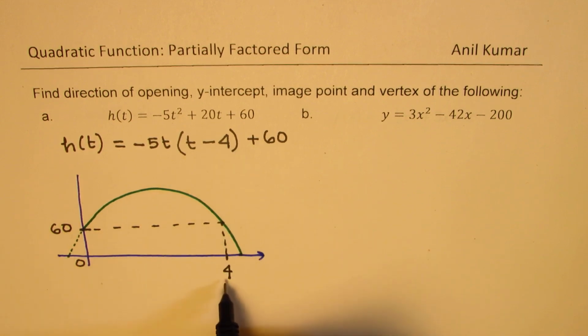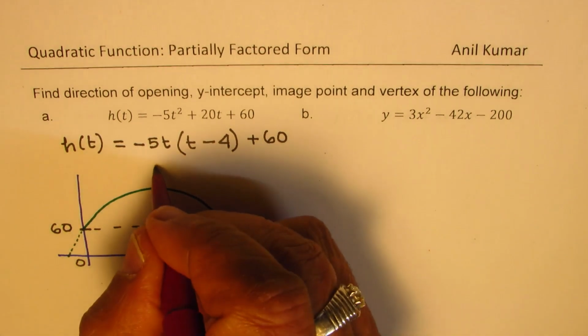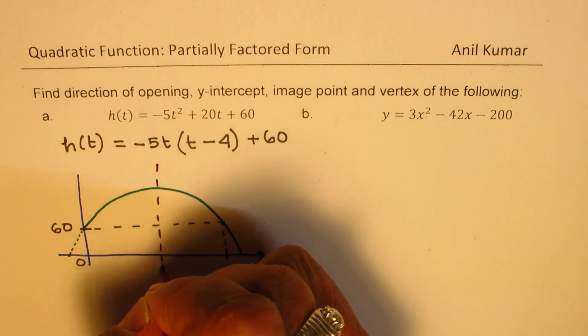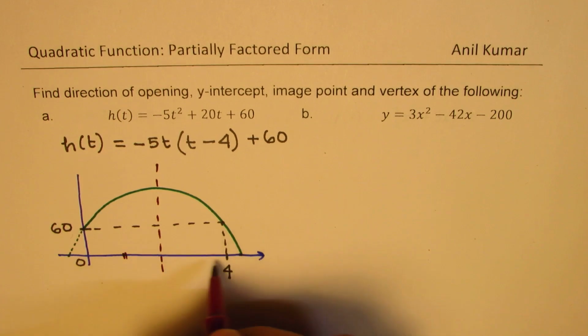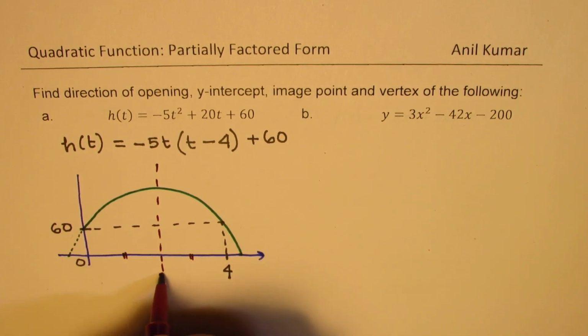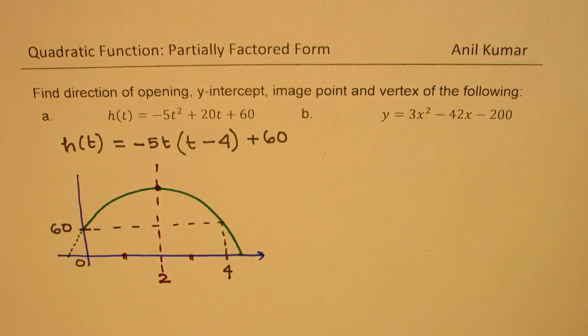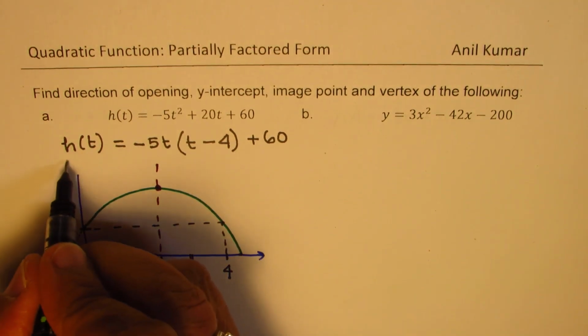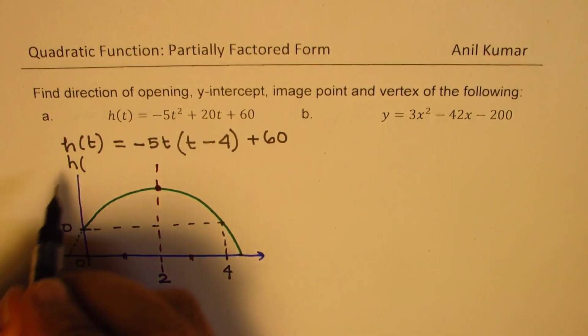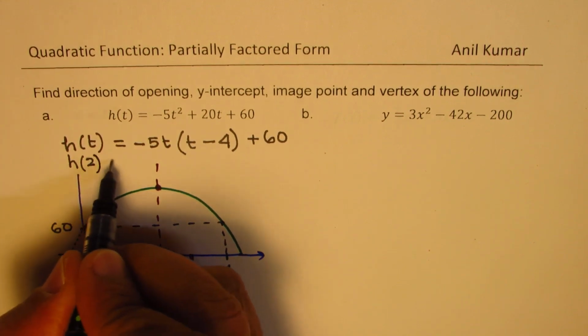So now you understand it is positive, right? And where is the axis? The axis is right midway between them, right? So which divides 0 and 4 into 2 portions. So this is at 2. So we need to now find the maximum, which becomes the vertex. So basically, we need to find what is the value of this height when t is 2.